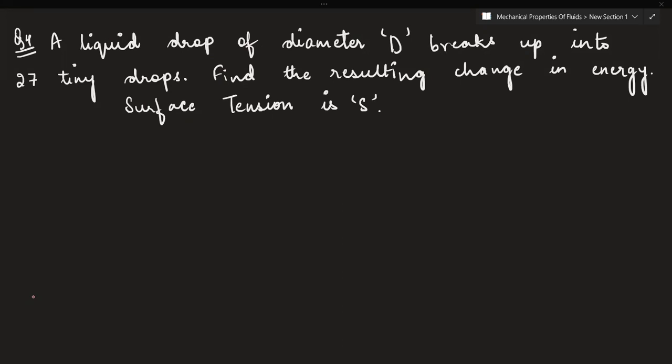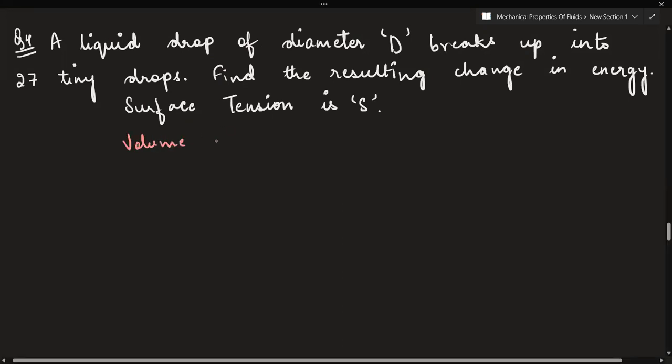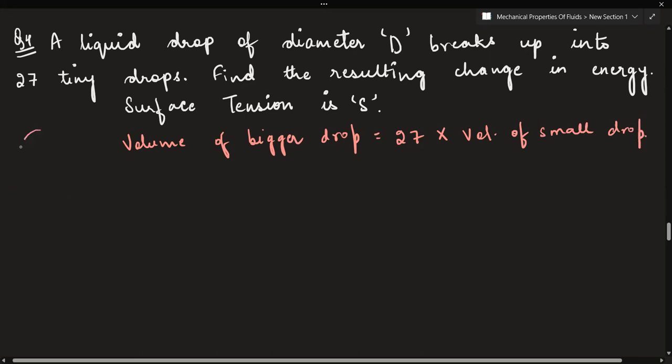See, in this question also, the volume of the bigger drop will be equal to n times the volume of the small drop. And what is n given to us? 27. So it means 27 times the volume of that single small drop. If this big drop has been split into 27 small drops, then the volume of these 27 small drops will be equal to the volume of the bigger drop.